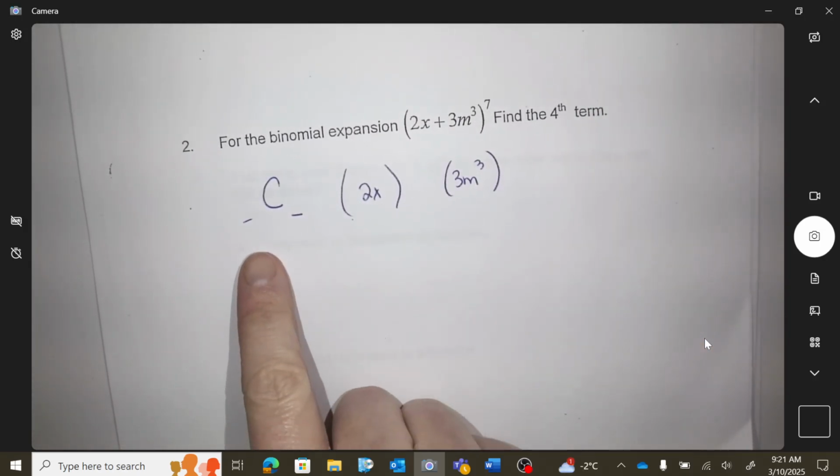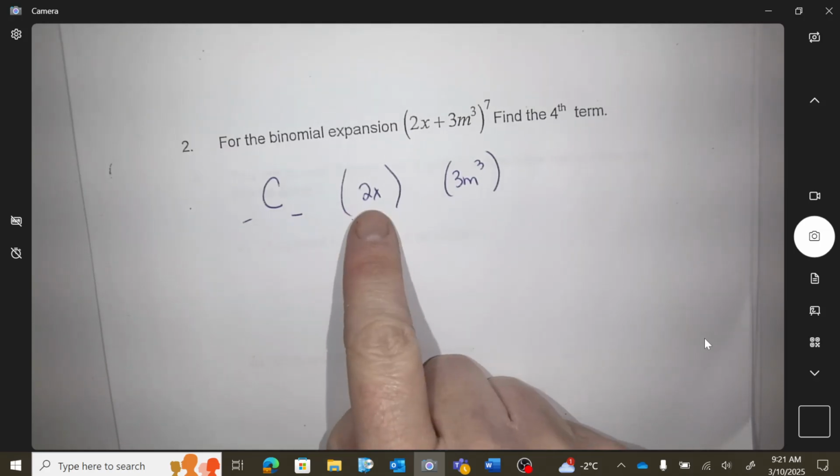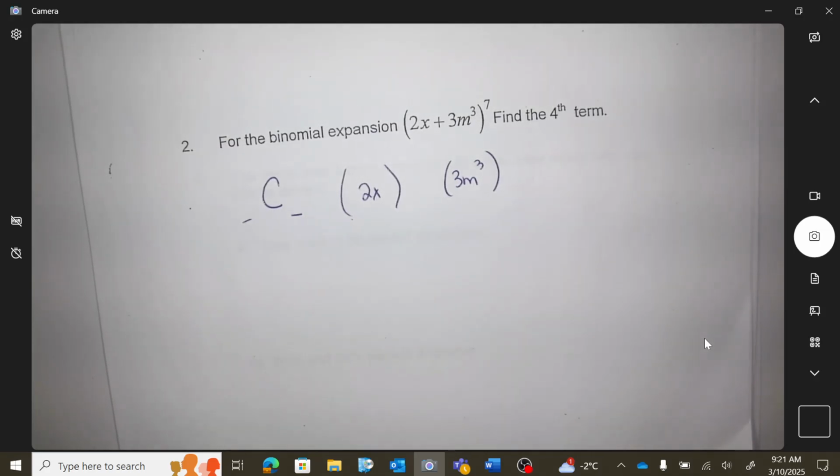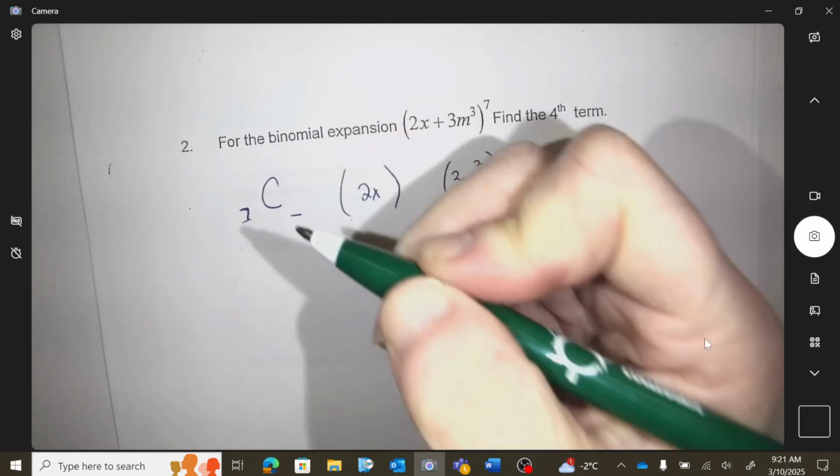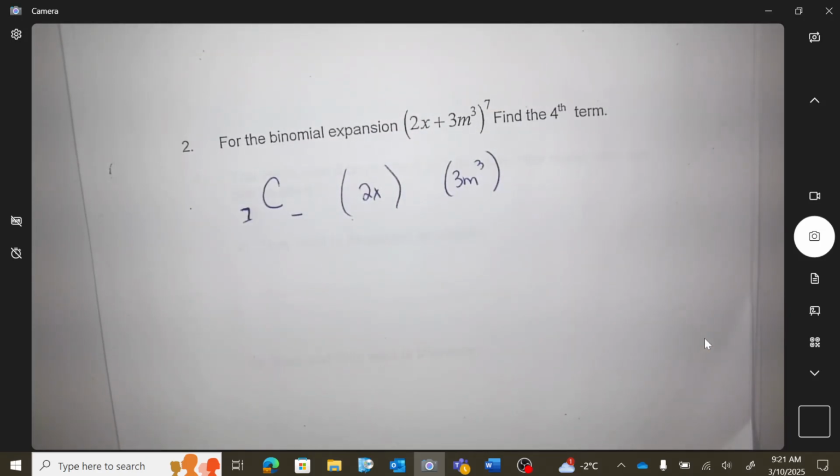Okay, so here's the formula. Something choose something. We have to write the 2x with that, the 3m cubed with that, and we need some numbers here. Okay, so n choose k. The n is 7, because that's my total exponent. And I'm going to choose, what if I'm on my fourth term.